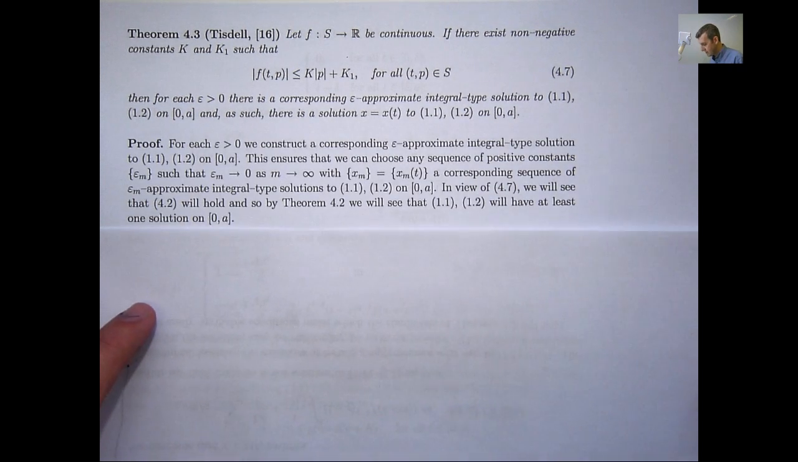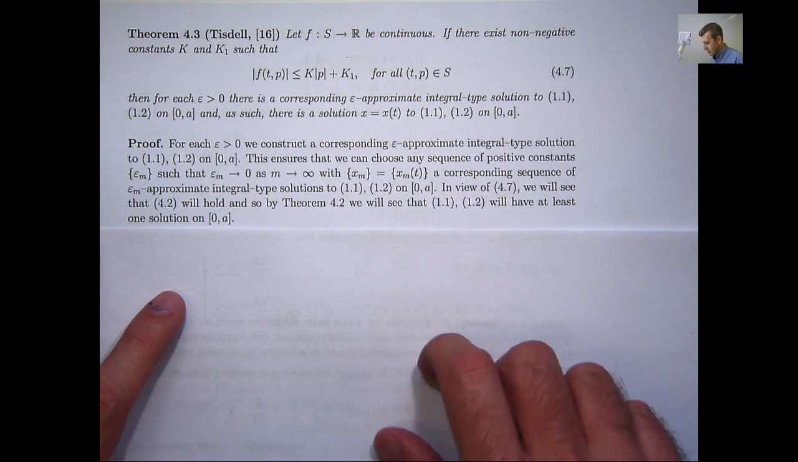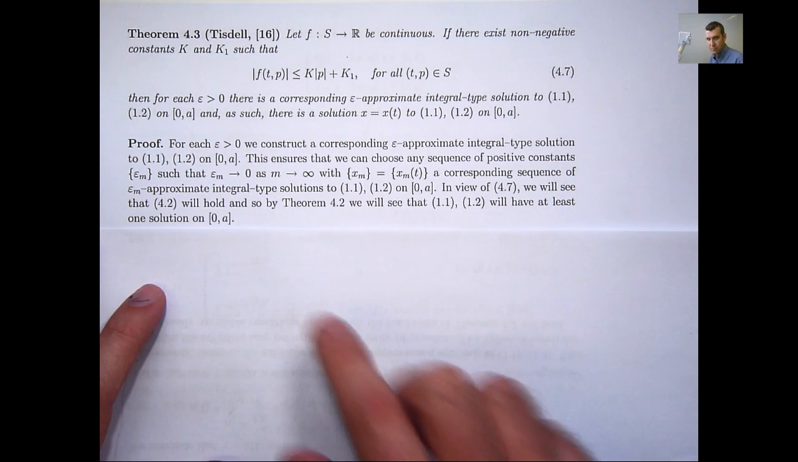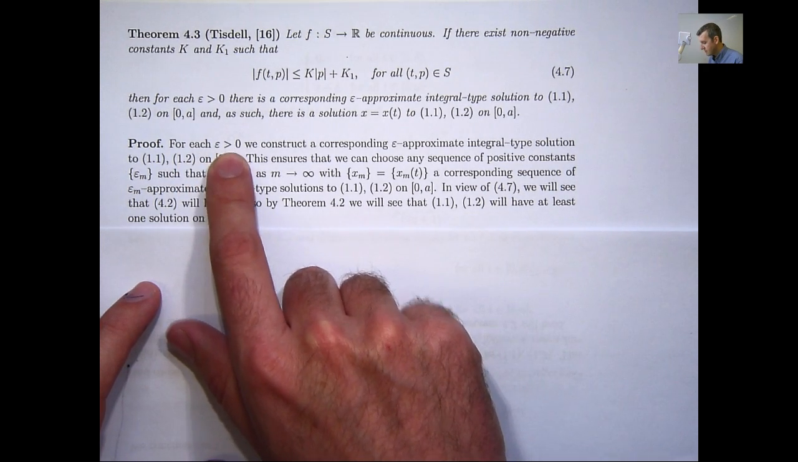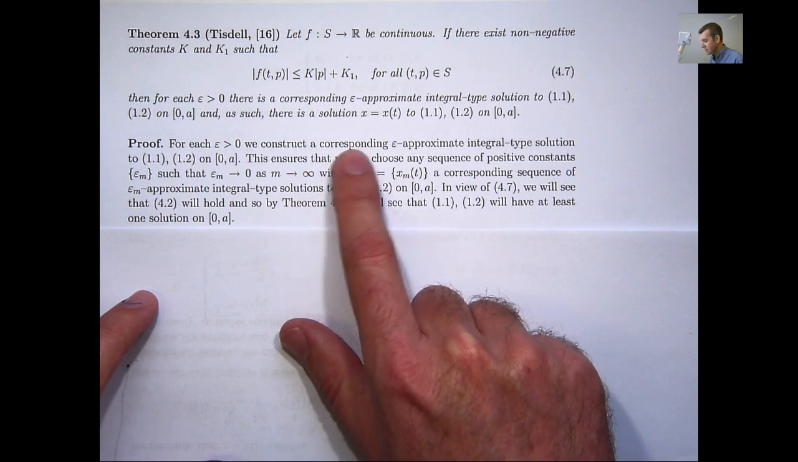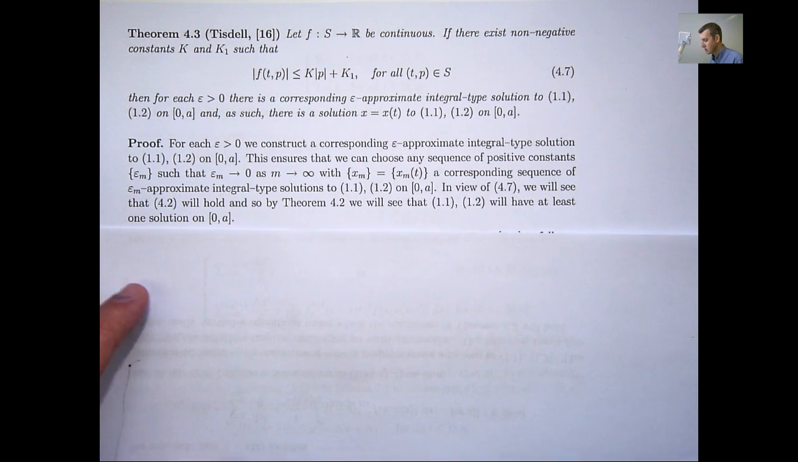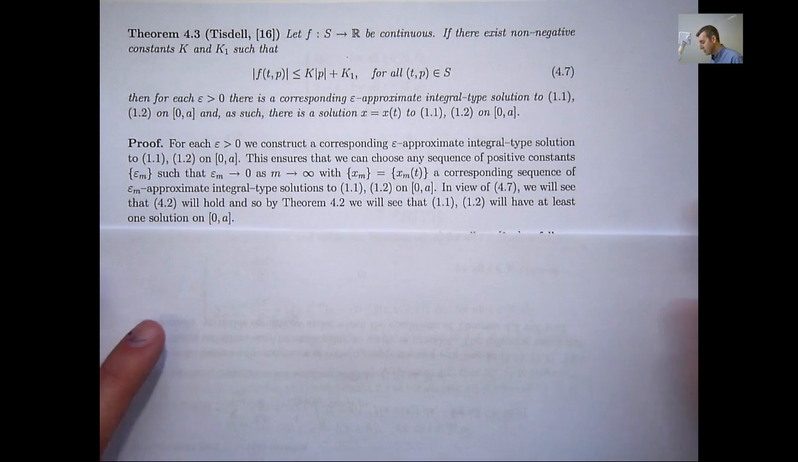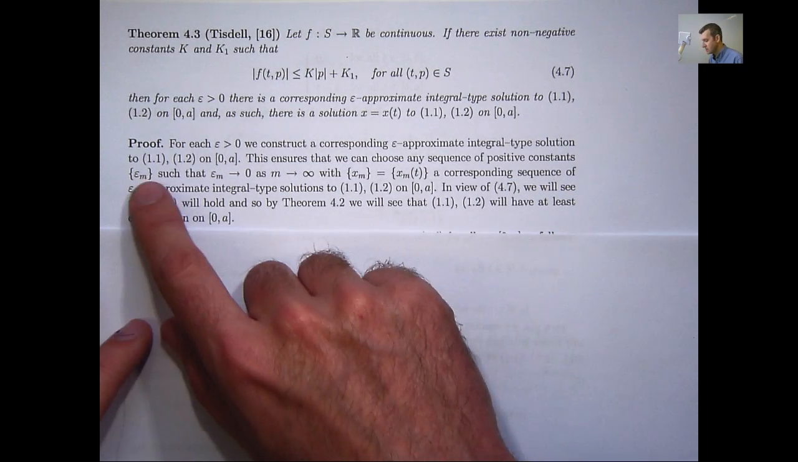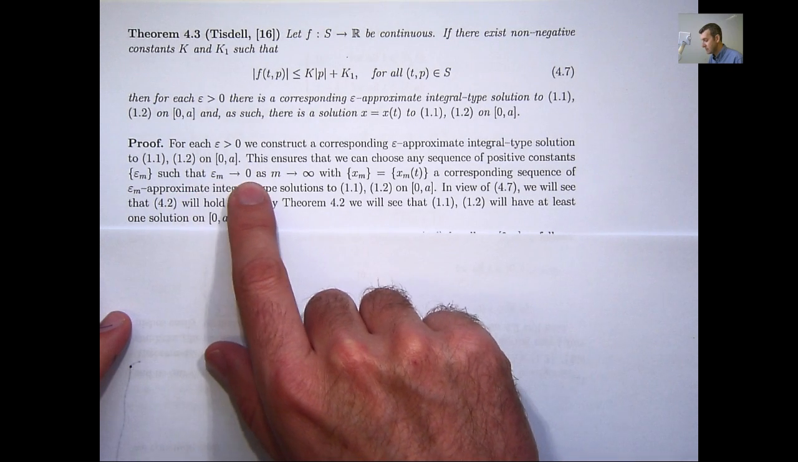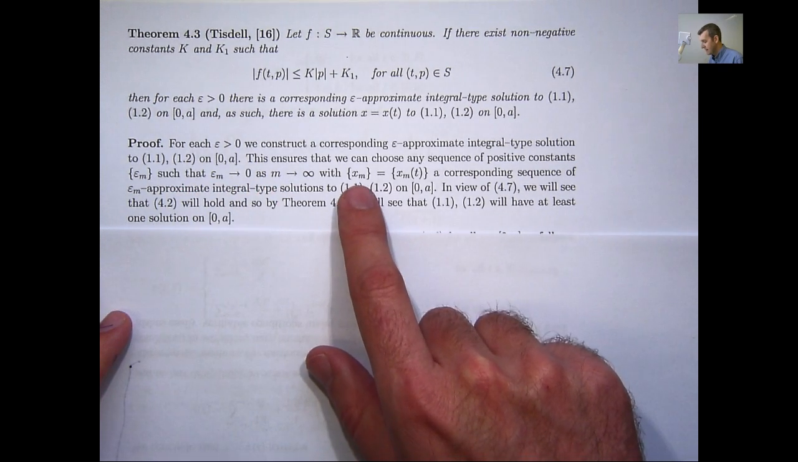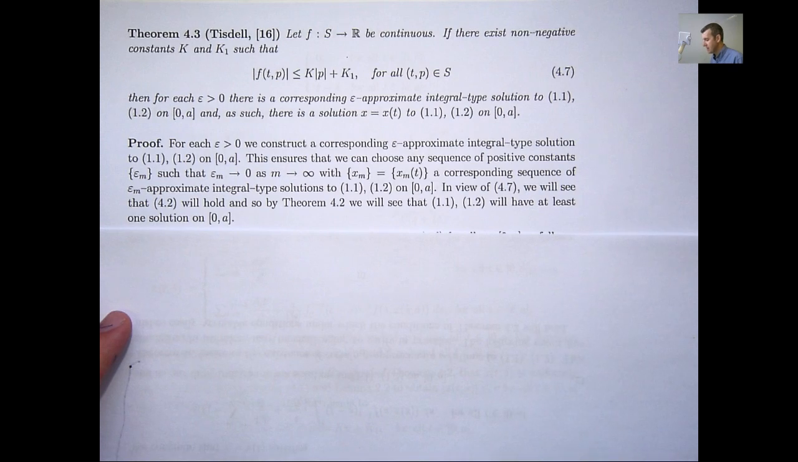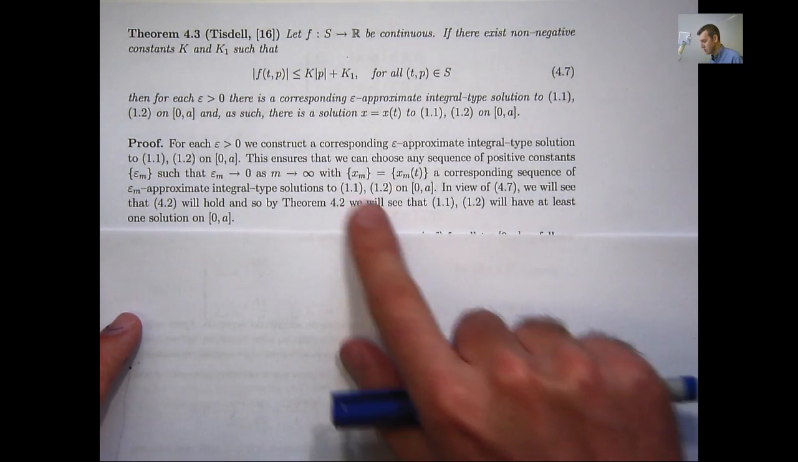Okay, well, this proof is a little shorter. The idea is the following. For each positive epsilon, what we're going to do is construct a corresponding epsilon approximate solution to 1.1, 1.2. And this ensures that we can choose any sequence of positive constants, epsilon sub m, such that epsilon sub m goes to 0, with x sub m a corresponding sequence of epsilon sub m approximate solutions to our initial value problem.